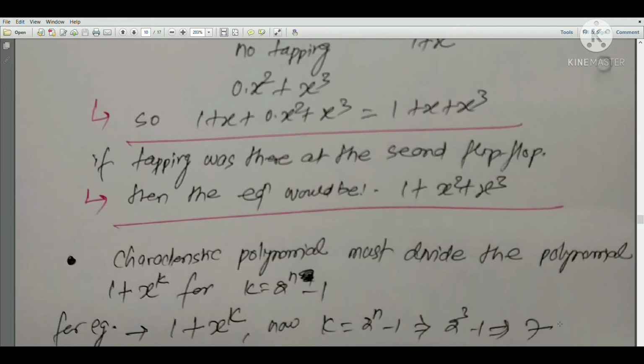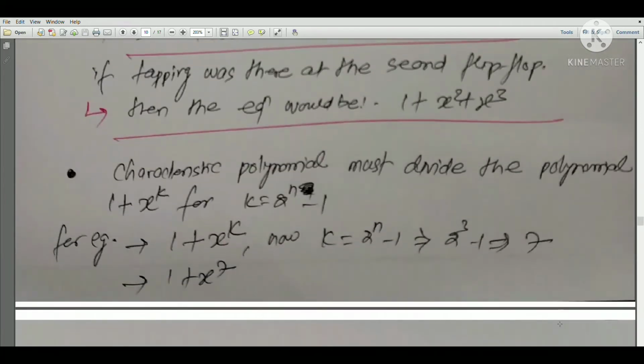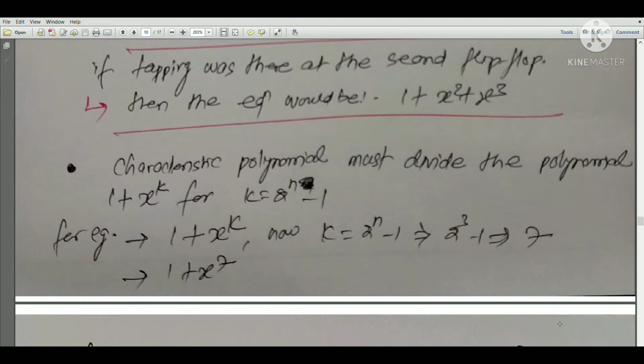Now the characteristic polynomial must divide the polynomial 1 plus x to the power k, for k = 2 to the power n minus 1. This is the second condition. I am repeating: the characteristic polynomial must divide 1 plus x to the power k. What is k? Suppose n is the number of flip-flops required. Suppose we have 3 inputs, so 2 to the power 3 minus 1 equals 7. So the polynomial would be 1 plus x to the power 7.